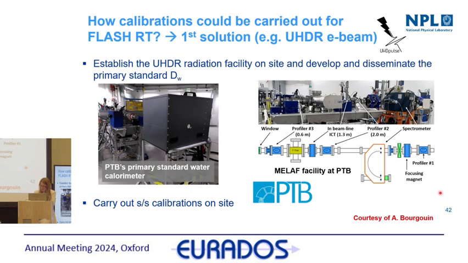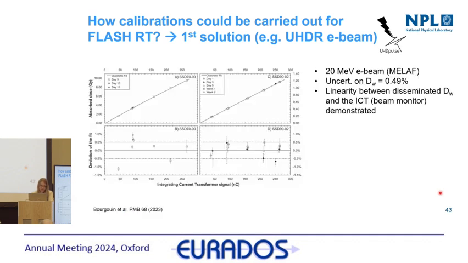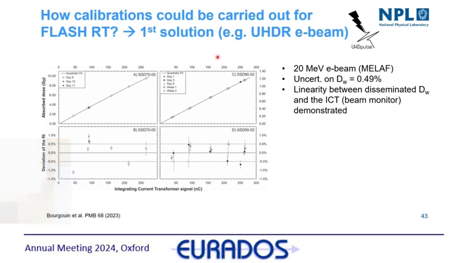The last bit is related to some examples of application of primary standards in flash radiotherapy. The first approach, proposed by colleagues from Germany, PTB, was to develop their own reference electron beams in their labs and utilize their existing primary standard instrument, which is the water calorimeter, and carry out those measurements. There is a paper published very recently by Alexandra Bourgouin that demonstrated the performance of their primary standard water calorimeter with all evaluated correction factors that Hans has been referring to for ultra-high dose rate exposures.